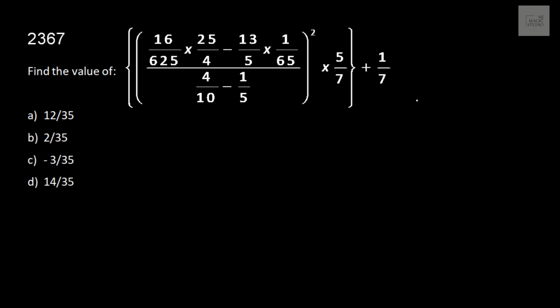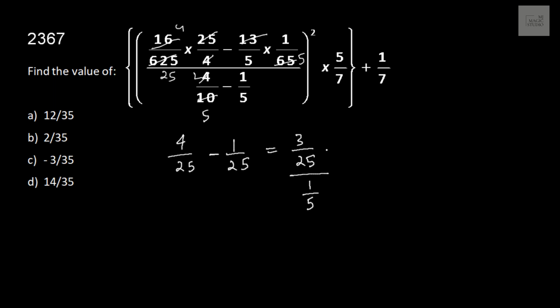A simplification question. Use the BODMAS rule. First we need to multiply. 25 into 25 is 625, and this is 4. So we have 4 by 25 minus 1 by 25 in the numerator. So in the numerator we have 3 by 25. Denominator, this is 2 by 5 minus 1 by 5, that is 1 by 5. So numerator 3 by 25 divided by 1 by 5, that will give us how much?